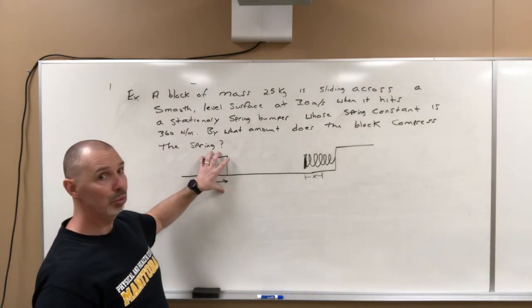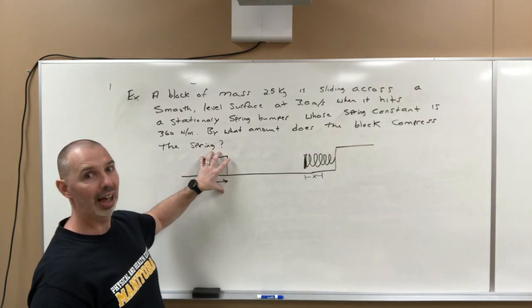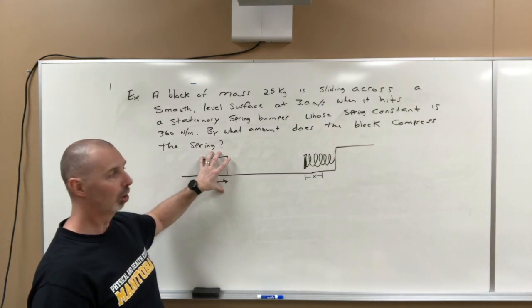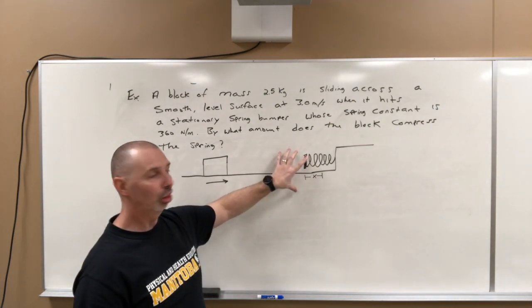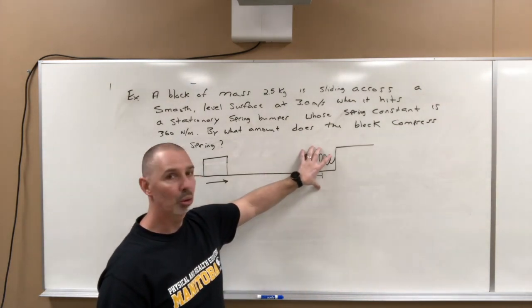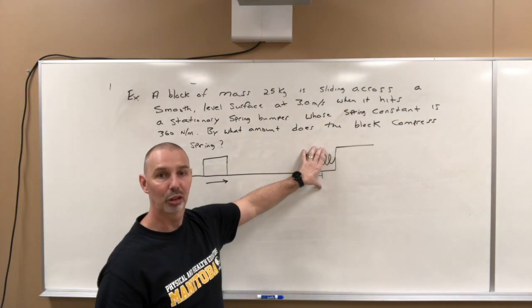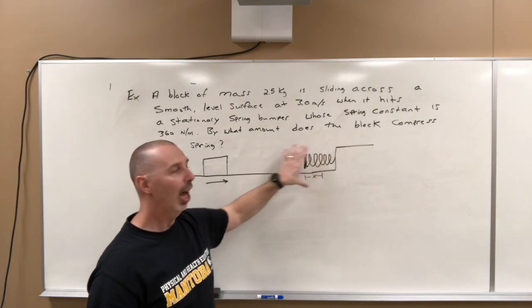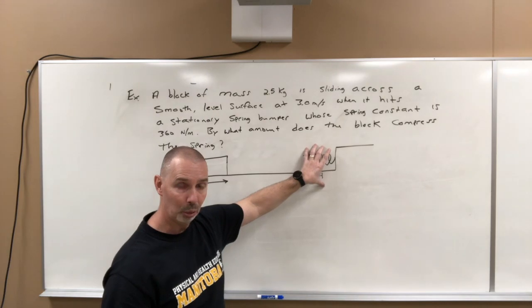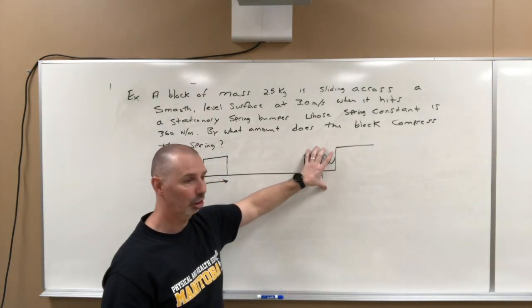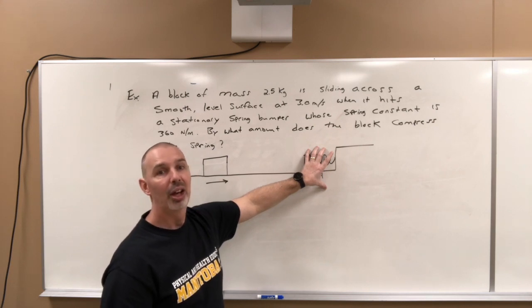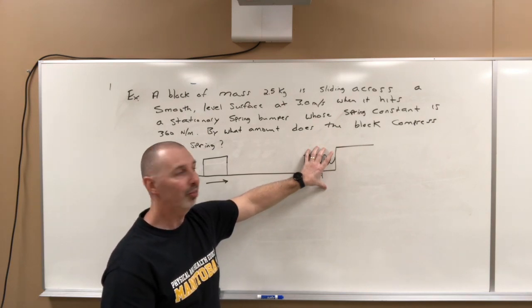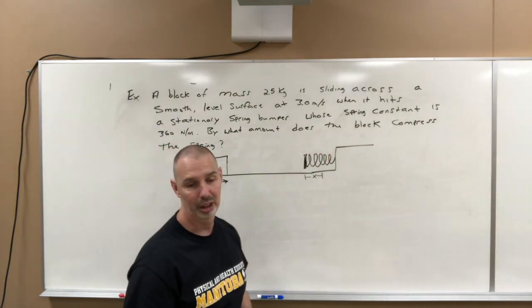This block that is moving at 3 meters per second has an amount of kinetic energy. As that block hits the spring, that kinetic energy is going to be transferred into elastic energy as it compresses the spring. And when the block stops compressing the spring, all of the kinetic energy will have transferred into potential energy. When we know that number, then we can figure out how far that spring is going to compress.